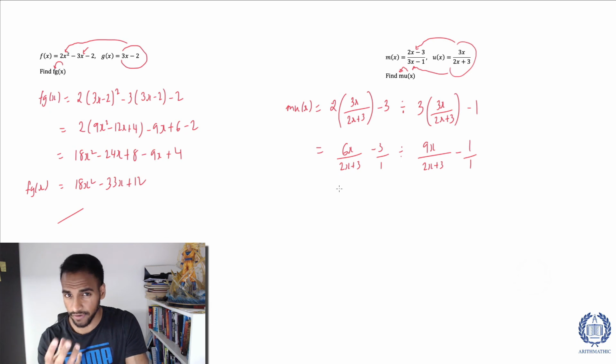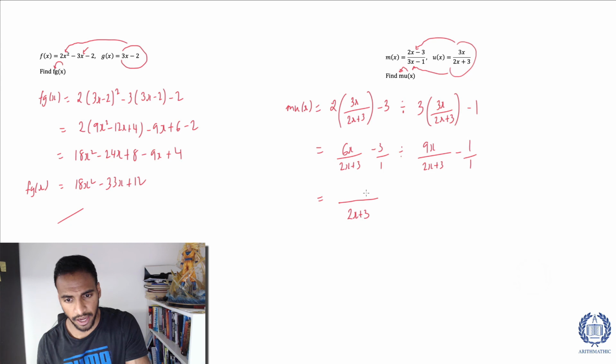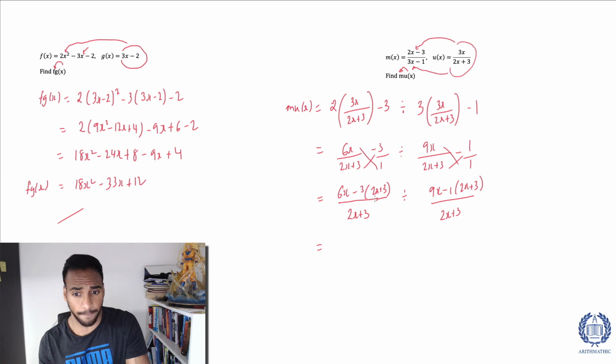Because now I'm going to simplify, I'm going to find the lowest common multiple. The lowest common multiple between 1 and 2x plus 3 is 2x plus 3. And we're going to cross multiply. 6x times 1 is 6x, and then minus 3 times 2x plus 3. Divided by, again, the lowest common multiple here is going to be the same, 2x plus 3. Cross multiply, 9x times 1 is 9x, and then minus 1 times 2x plus 3. So if we expand that, minus 3 times 2x is minus 6x. So 6x minus 6x cancels to 0. And then we have minus 3 times 3, which is minus 9, over 2x plus 3.